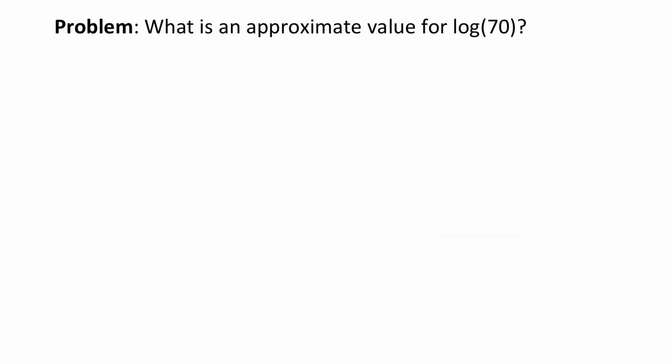What's the approximate value for log of 70? Now, we could use our calculator, but just hold off for a second. Let's try to figure this out logically. We're looking for a power of 10 to get 70. Well, we know 10 to the 1 is going to be 10, and we know 10 to the 2 is going to be 100. So the answer should be somewhere between 1 and 2. I mean, just seems kind of logical.